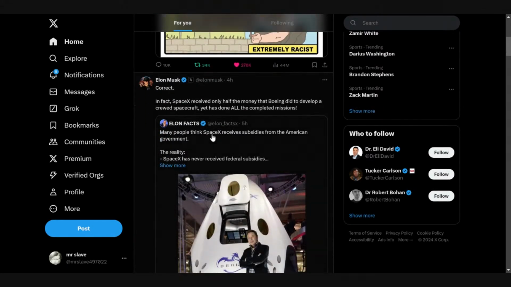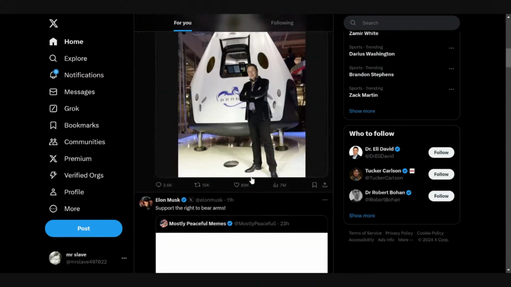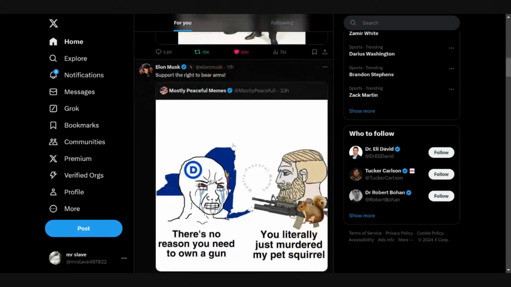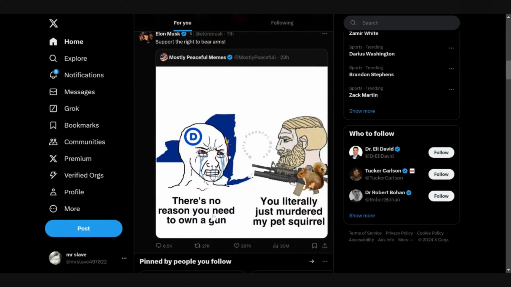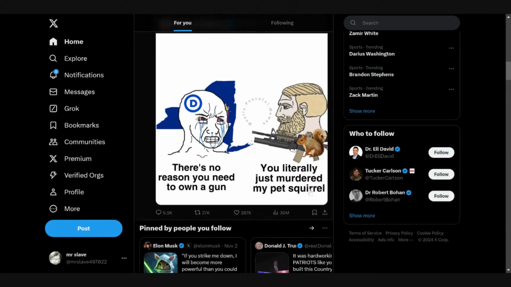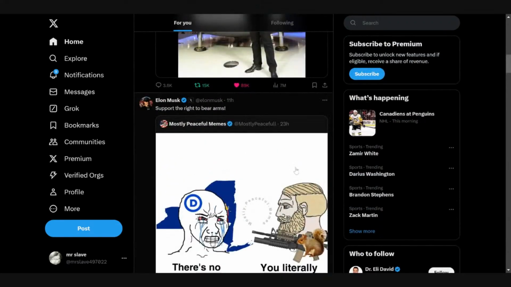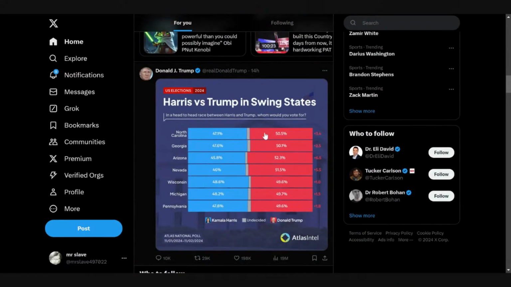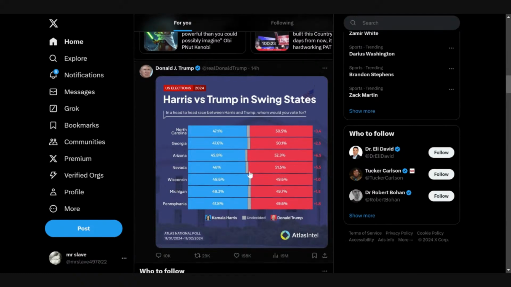In fact, SpaceX received only half the money that Boeing did to develop a crewed spacecraft, yet has done all the completed missions. Unbelievable. Support the right to bear arms. There's no reason you need to own a gun. You literally just murdered my pet squirrel. What? Who says that? Elon, support the right to bear. What is he talking about? So we're winning.